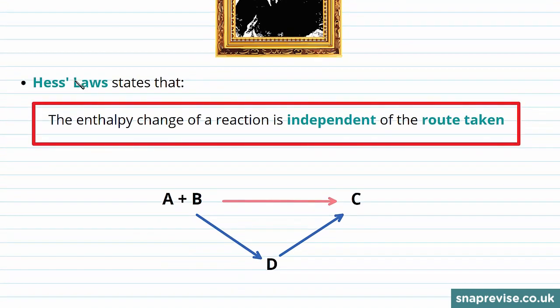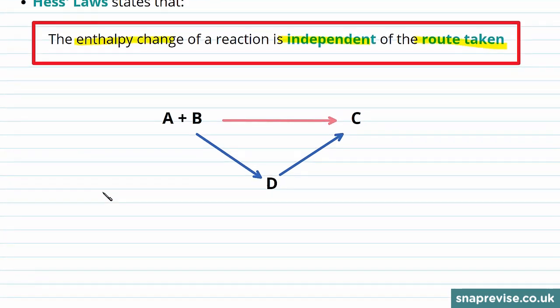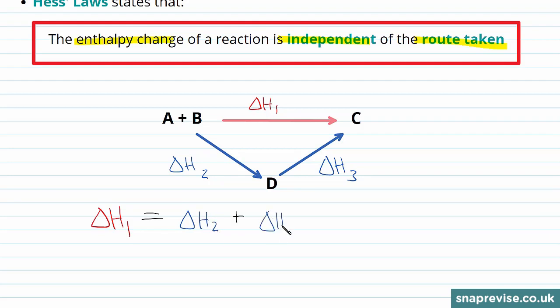Hess's law states that the enthalpy change of a reaction is independent of the route that is taken. So if we have this reaction here, where A plus B is going to form C, if we call the reaction that forms A plus B forming C delta H1, then we have delta H2, and this is the reaction of A plus B to form D. If we have delta H3 as the formation of C from D, this arrow here, delta H3. According to Hess's law, delta H1 is equal to delta H2 plus delta H3.